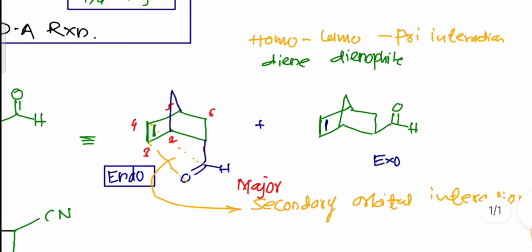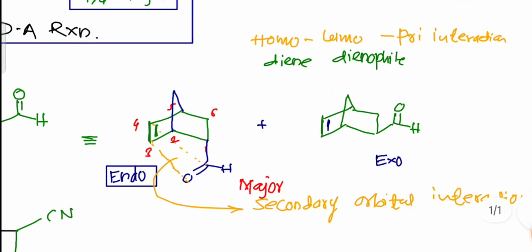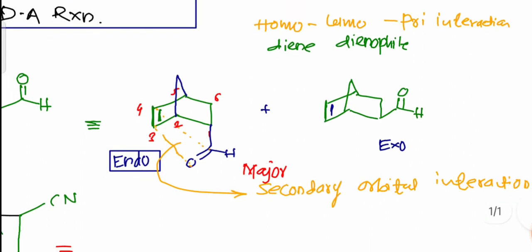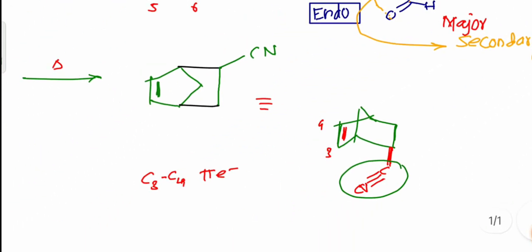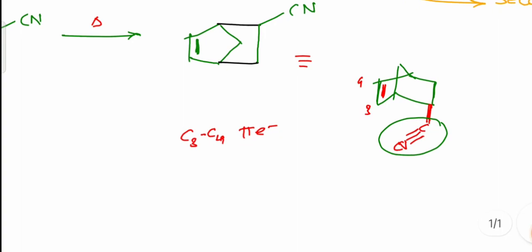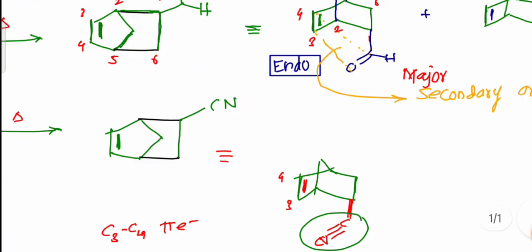So what is the primary interaction in the Diels-Alder reaction? HOMO-LUMO, between diene and dienophile. And secondly, we have secondary orbital interaction like this one. So always remember, the endo product is major for this type of reaction. Okay, now for the last point we will see some examples regarding this.